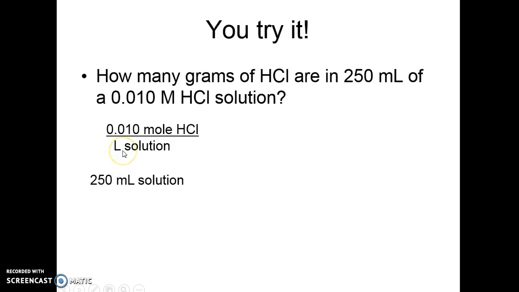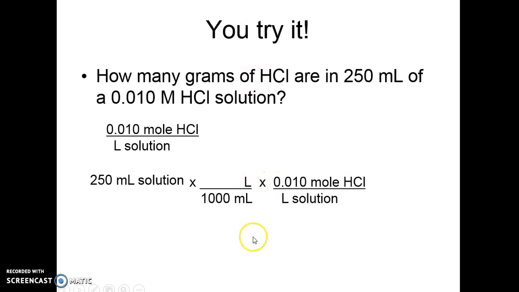milliliter to liter, liter to mole, and then mole to gram. So, milliliter to liter, liter to mole. Notice I didn't have to flip it. And then go mole to gram. Where did I get the number of grams? From the formula. So it's equal to 0.091 gram.